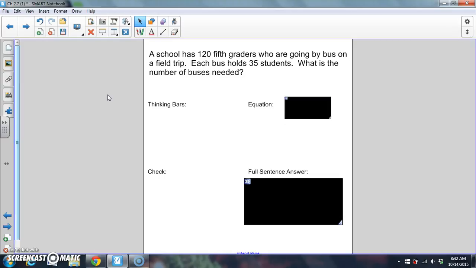Here are a few strategies that you might use. I've set up this paper to have thinking bars. That would be a strategy that you might use to solve this question. You might also create an equation, and checking our work to make sure it makes sense is really a valuable and important strategy that we as mathematicians do. And finally, share our answer again in a full sentence when we are finished.